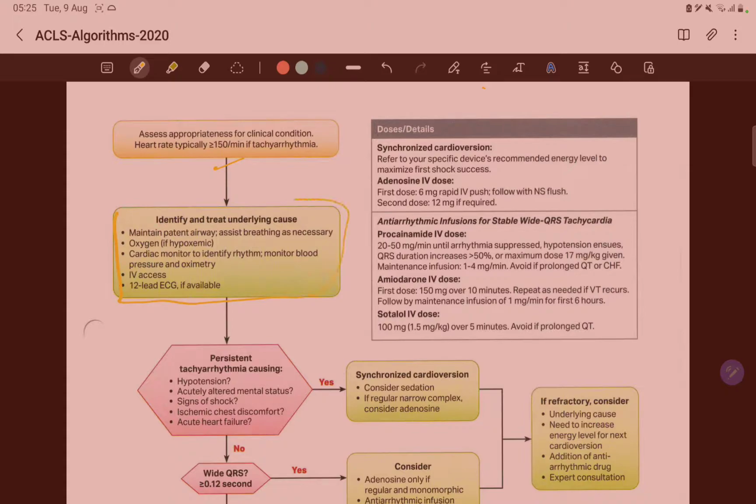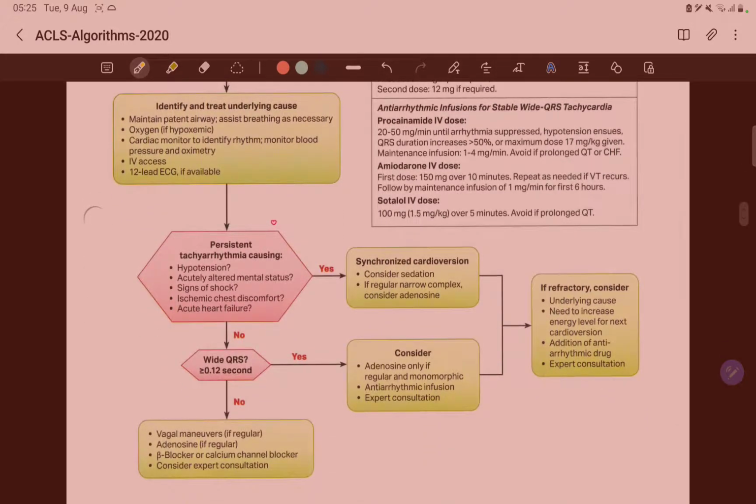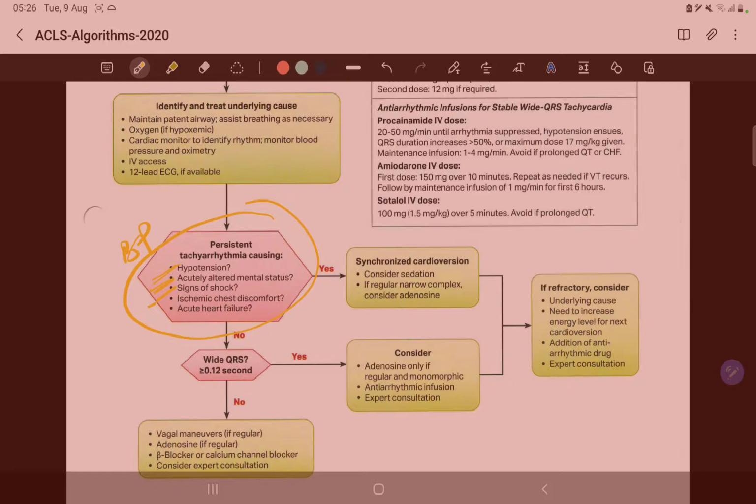Now, identify and obtain a 12 lead ECG. In the 12 lead ECG you will clearly find the cause of the problem. Now, if there is persistent tachyarrhythmia, you will see the cause, you will see the BP, whether hypotension is present or not. You will see if the patient has an altered mental status. You will see the signs of shock, right? It may be cardiogenic shock, it may be hypovolemic shock. Is ischemic heart discomfort or pain there or not, are acute heart failure symptoms there or not.